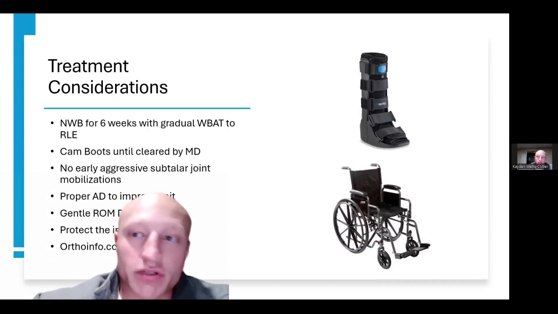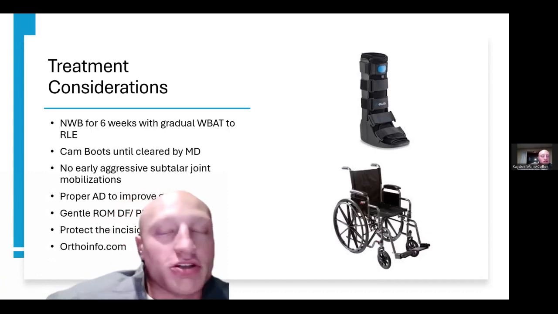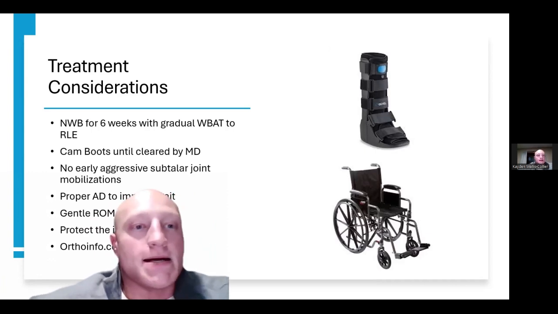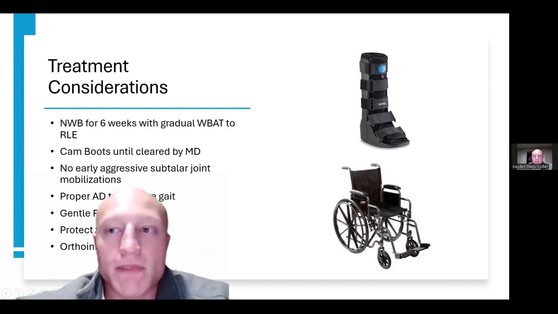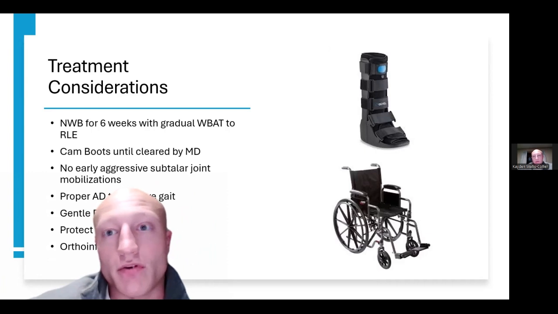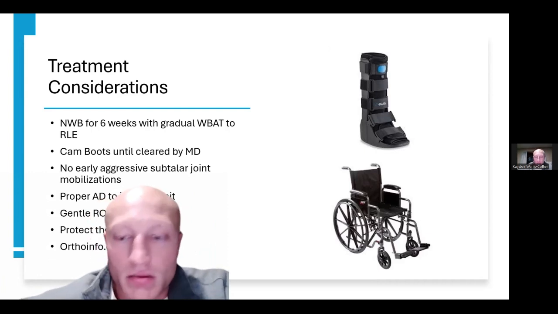Doing only gentle range of motion in dorsiflexion and plantar flexion, and all of that being done just to try and protect the incision and the hardware and promote healing within the ankle. These are also very common considerations that I found from the doctor's protocol, but also through orthoinfo.com for calcaneus fractures.